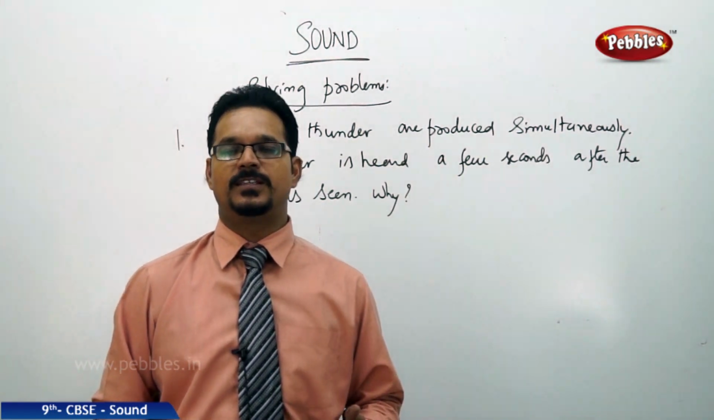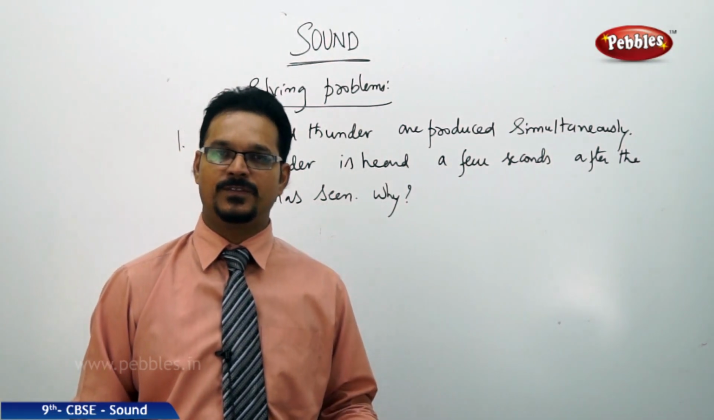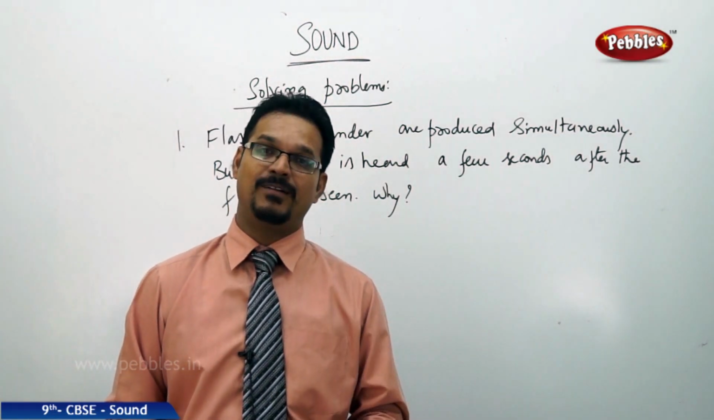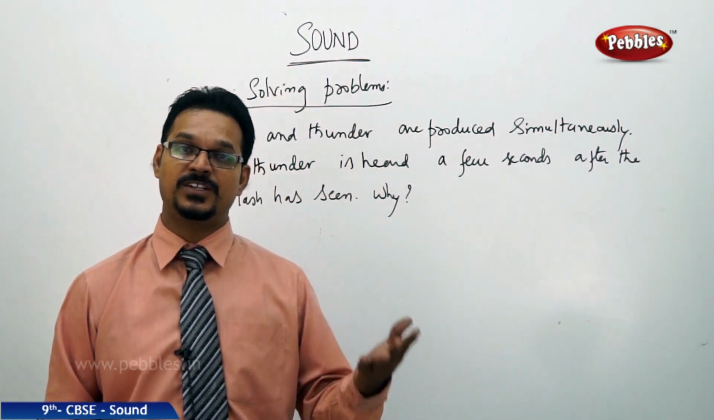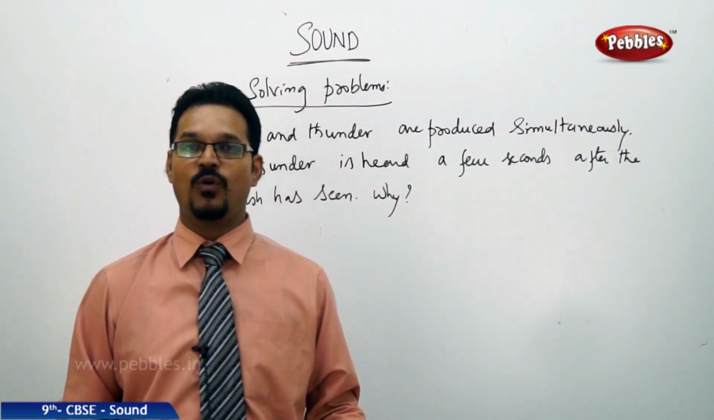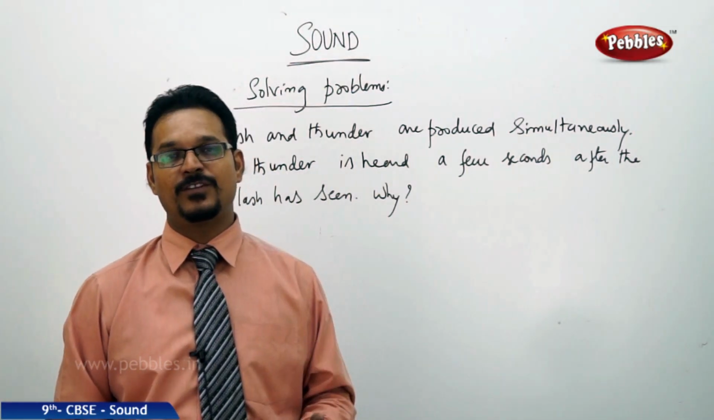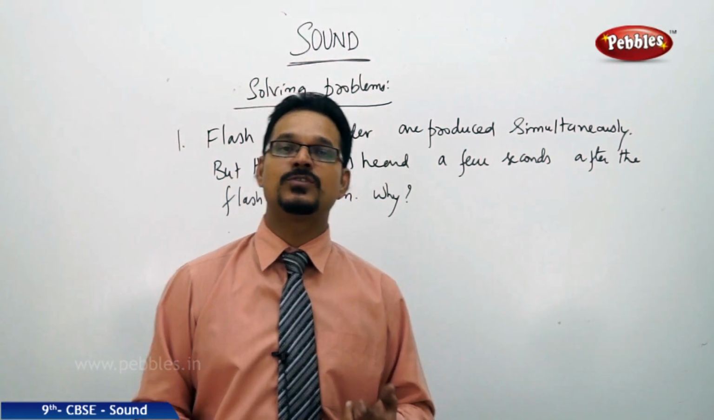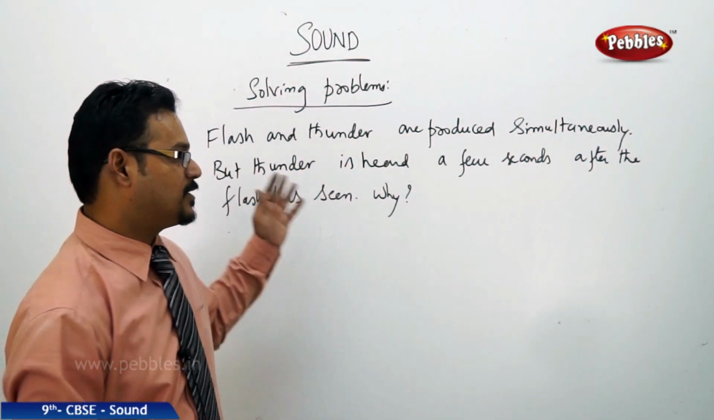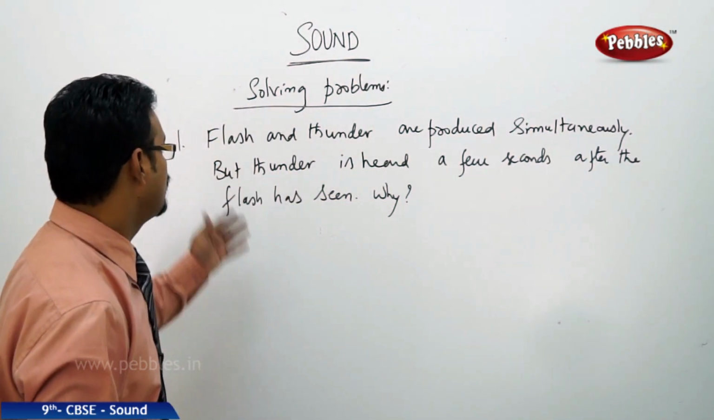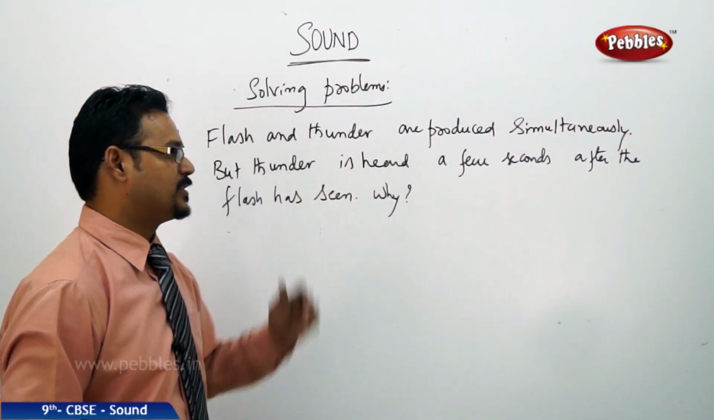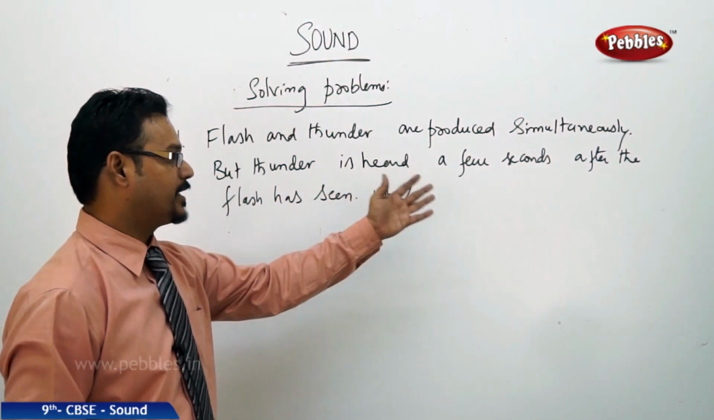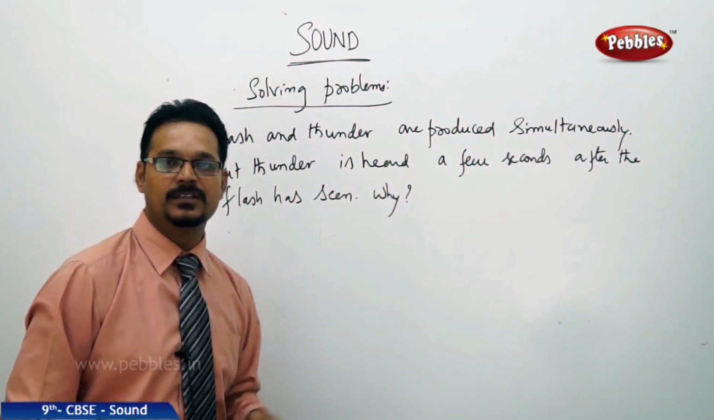So far we discussed the properties of sound, the wave nature of sound, speed of sound v equals f lambda. Then we discussed reflection of sound, echo, ultrasonics, infrasonics and ultrasonics applications. Now it is time to apply our knowledge to solve problems. Here is the first problem for you. Flash and thunder are produced simultaneously, but thunder is heard a few seconds after the flash is seen. Why?